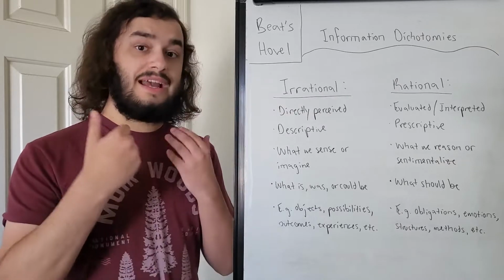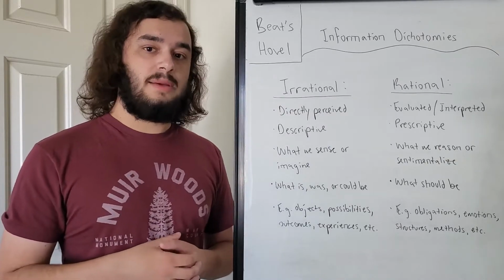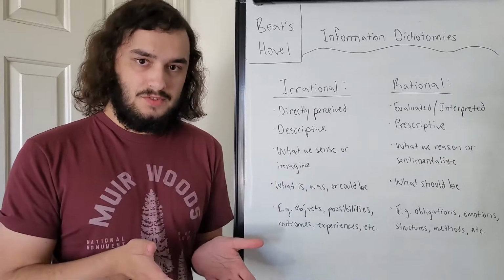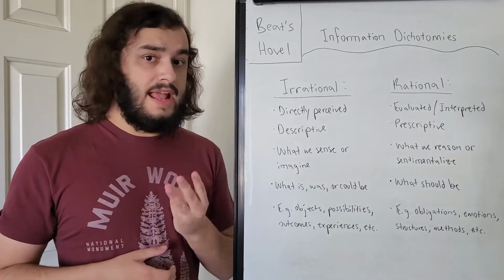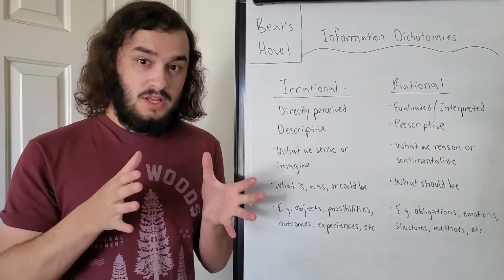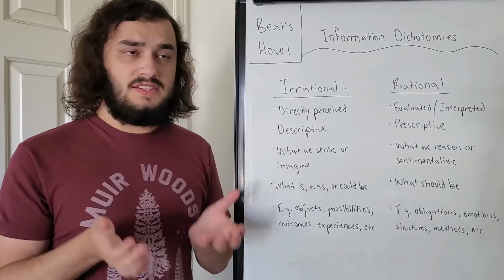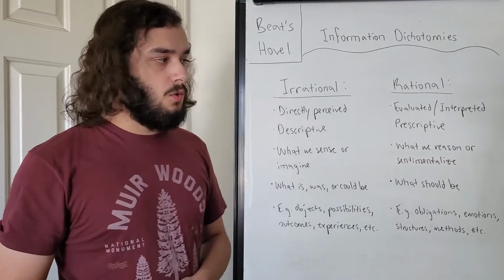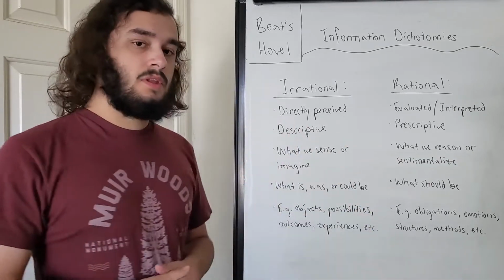So what do I mean by a dichotomy? If you don't really know, a dichotomy is just a way of separating one thing into 2 halves. So today we're just going to be taking a look at the 3 different ways that we can separate our conscious experience into 2 different sections. And if that doesn't make any sense, again, we'll take a look. We can start right now with irrational and rational.